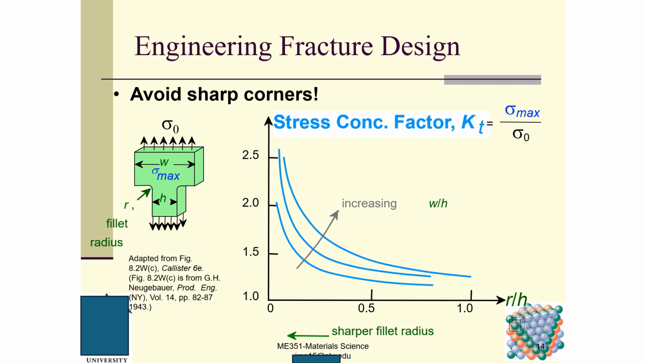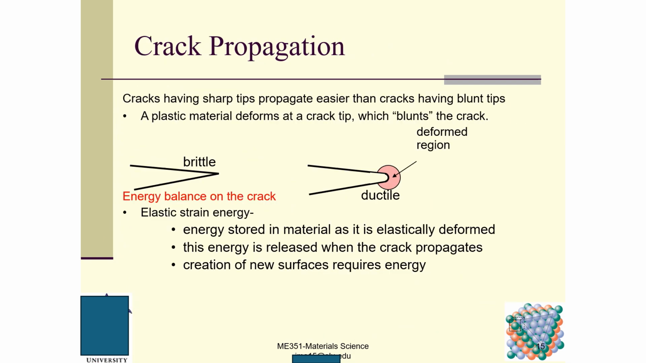You can see here, the stress concentration factor Kt equals sigma maximum divided by sigma 0. So it is increasing as the fillet radius gets sharper. To the extreme, if the radius equals 0, this is theoretically a sharp angle, so Kt is very, very high. And if you have failures here, you can reduce the stress concentration factor Kt.